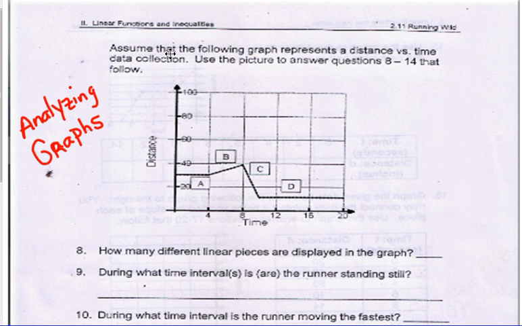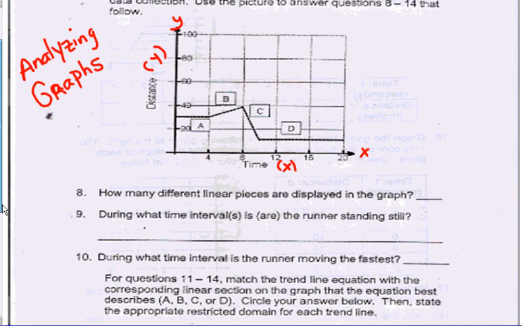This says, assume that the following graph represents a distance versus time data collection. Use the picture to answer questions 8 through 14 that follow. So label your x and y axis. This is your y axis. This is your x axis. Distance is your y. Time is your x. You're going to answer questions 8, 9, and 10.